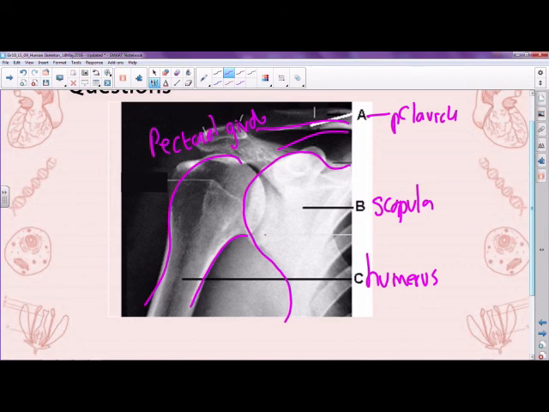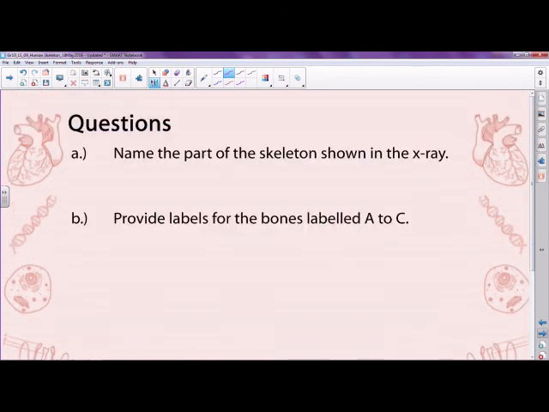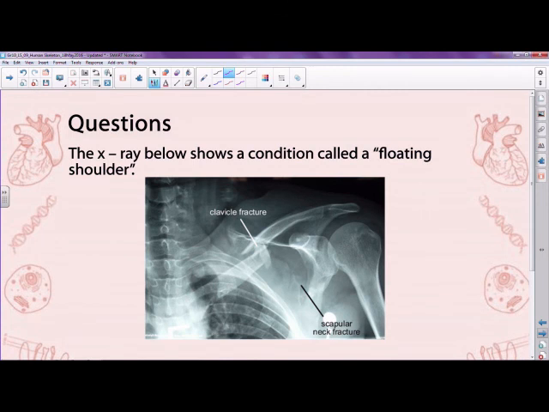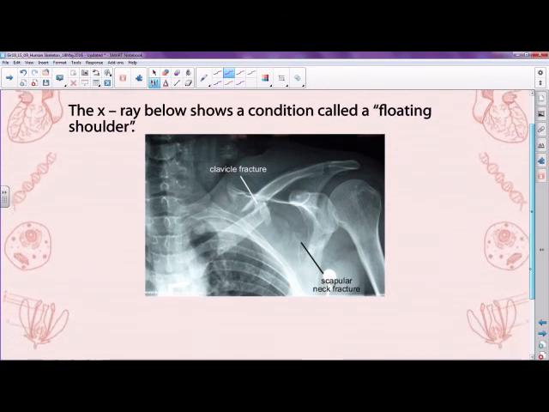So when we come to the questions that we ask you, as you can see, there we go: name the part of the skeleton shown in the x-ray. That was my pectoral girdle. Label bones A to C. So I don't have to give you a false diagram of a skeleton, I can actually show you x-rays. If you have a look at this one over here, they're trying to show you something, and they've called it a floating shoulder.